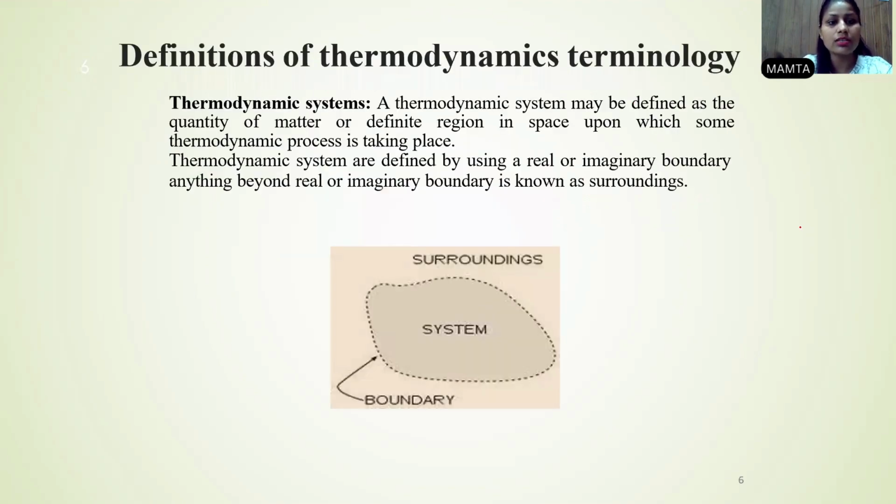Now these are the definitions of thermodynamic terminologies. The thermodynamic system is defined as the quantity of matter or definite region in space upon which some thermodynamic process is taking place, right? It is basically a region of space or a specific set of matter. This system can be real, meaning it physically exists, or it can be imaginary, which is constructed for theoretical purposes.